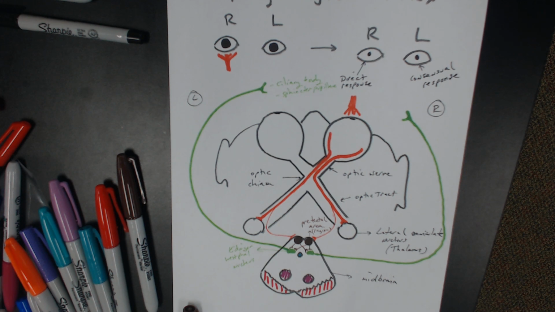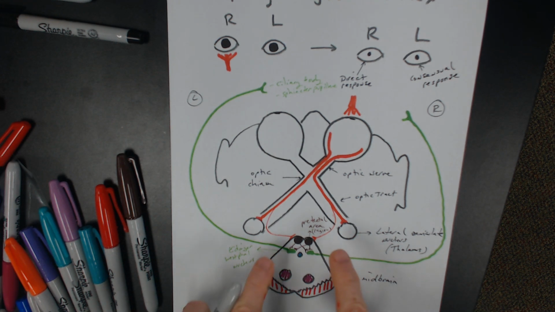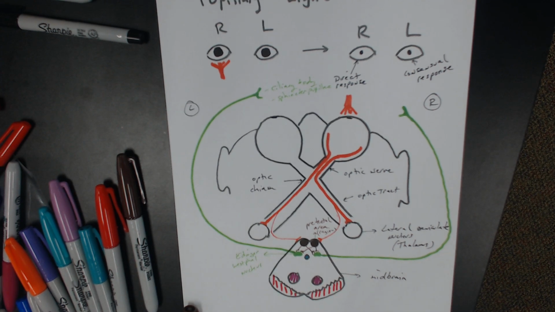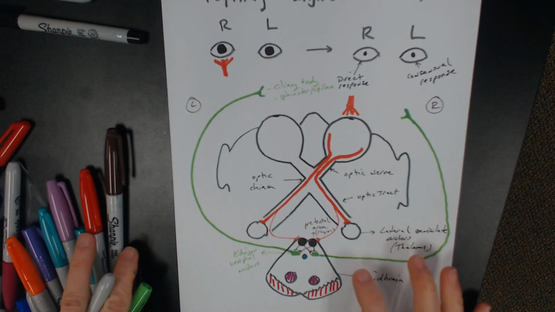So everybody see how it gets bilateral? So there's a direct response to the flashlight and a consensual response. The consensual response happens through the midbrain by using the Edinger-Westphal nucleus and pretectal area. Questions? Okay, moving on, last piece.